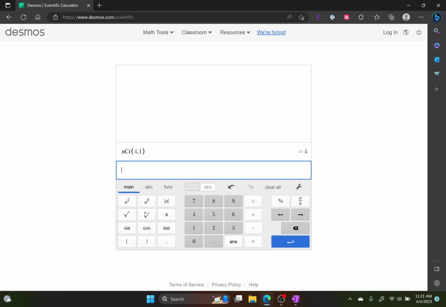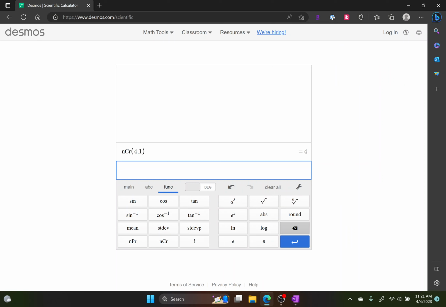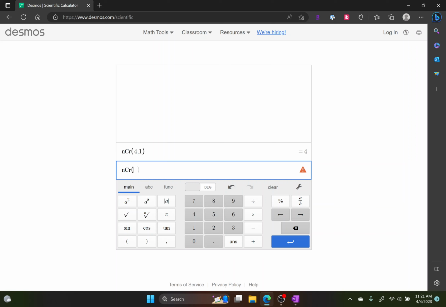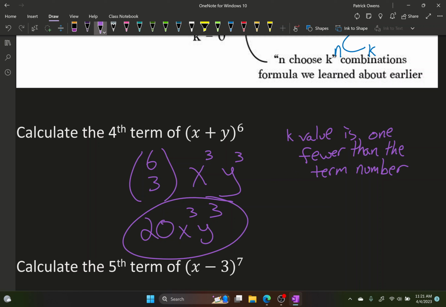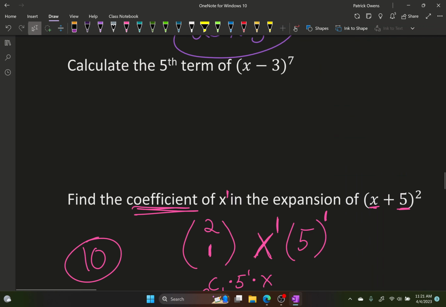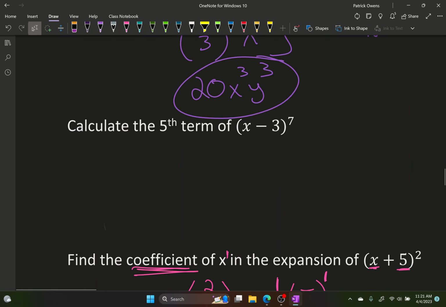So we go over to our calculation device, whether that's Desmos, whether that's Pascal's triangle that you have written out, or your TI Casio device. So we've got 6, 3. So that is going to be 20. So we go back. Our term is going to be 20x cubed, y cubed. And this question is asking for the fourth term, not just the coefficient, whereas these were asking for the coefficient. So that's where we got 10 or 8.